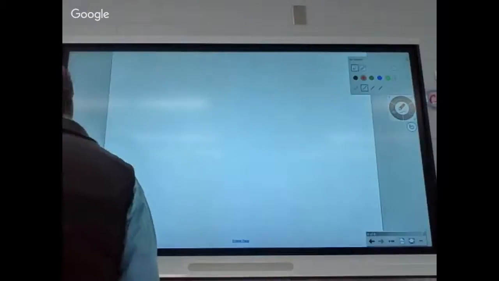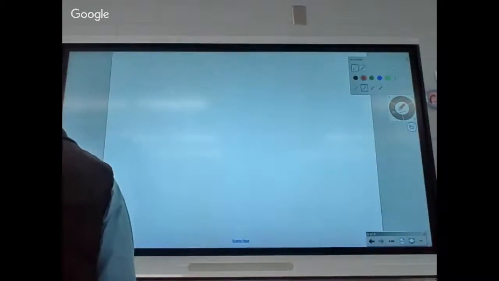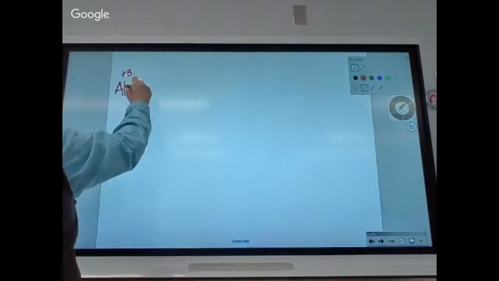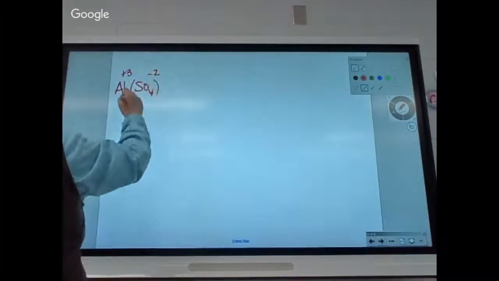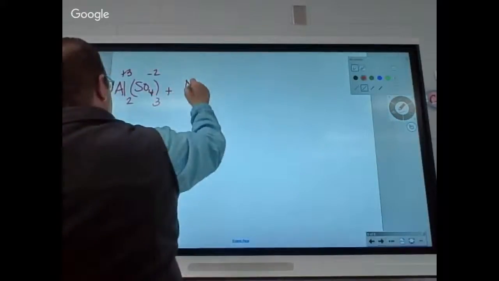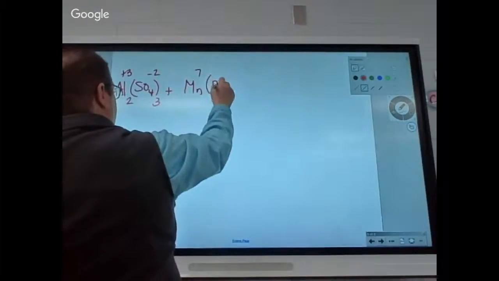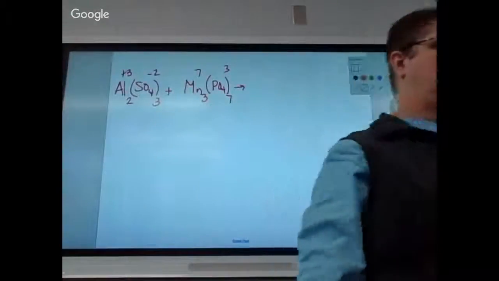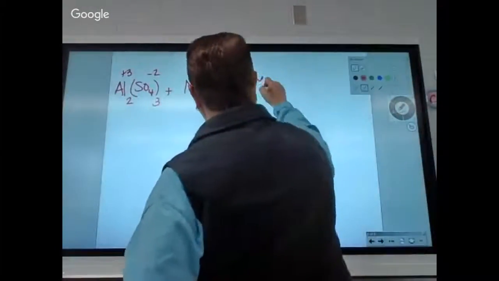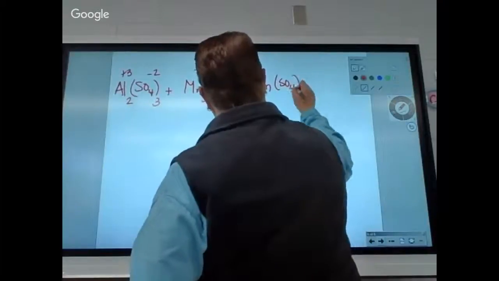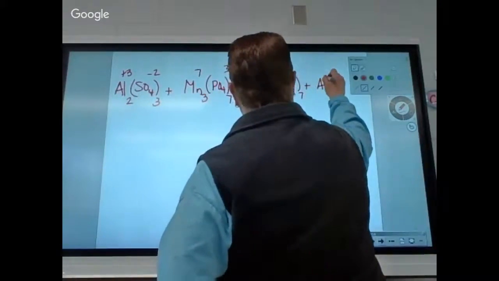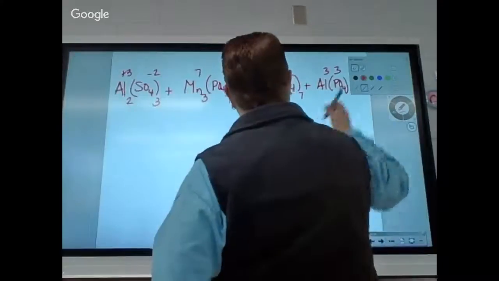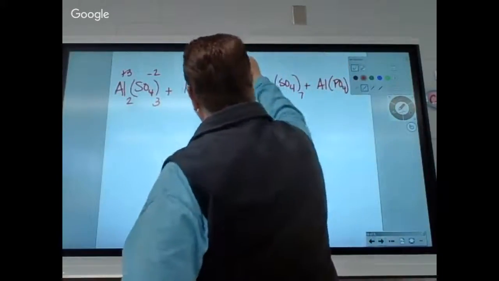All right, so it tells you in the question that aluminum sulfate reacts with manganese 7 phosphate. Aluminum sulfate has a +3, sulfate is a -2, so you get a 2 and a 3. Then manganese 7 phosphate, a 3 and a 7. What kind of reaction is that? It's double displacement. So manganese is going to be with the sulfate, so 2 and a 7, and then aluminum phosphate. Both of these have a 3. What's going to happen to those 3s? They're going to cancel.